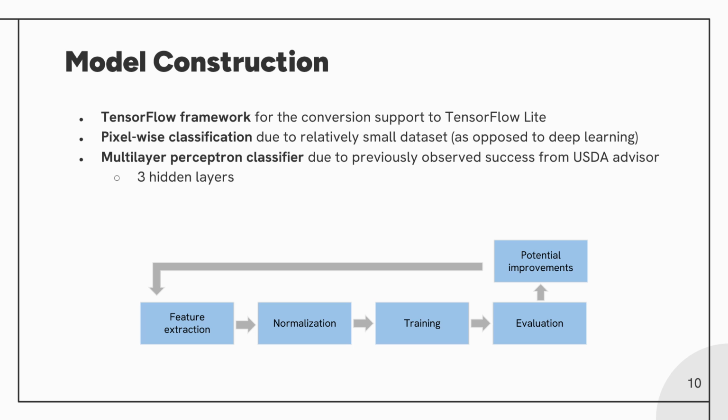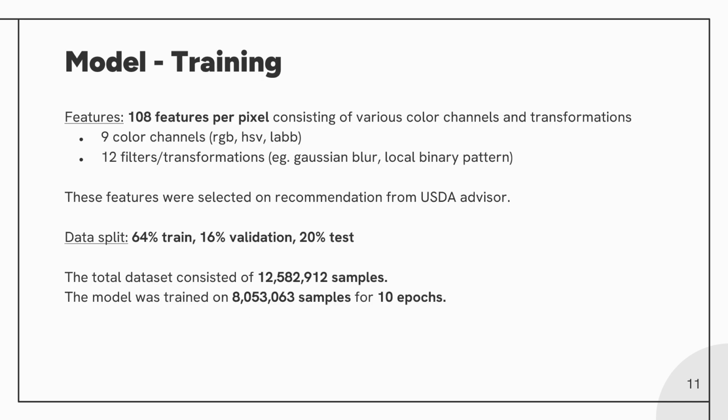And we used pixel-wise classification because we have to manually label our dataset, which means that our dataset's probably too small for deep learning. And we use a MLP, a multi-layer perceptron classifier, because of previously observed success from a USDA advisor. And that model has 3 hidden layers and 1 input and 1 output layer. On the bottom, you can kind of get an idea of the pipeline we used to build the actual model.